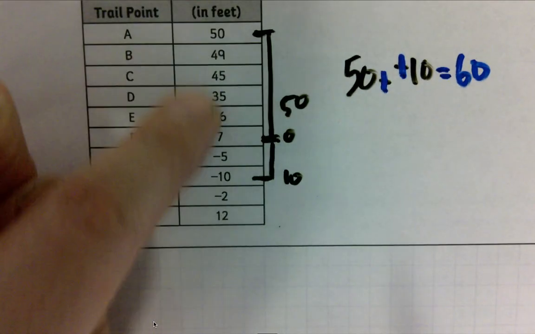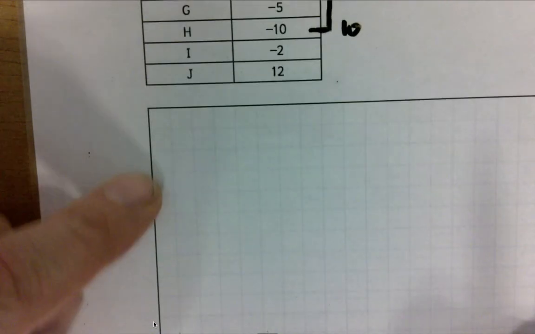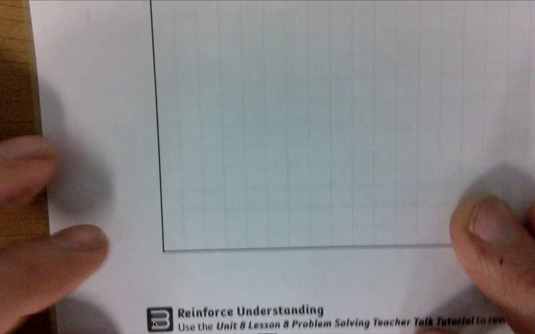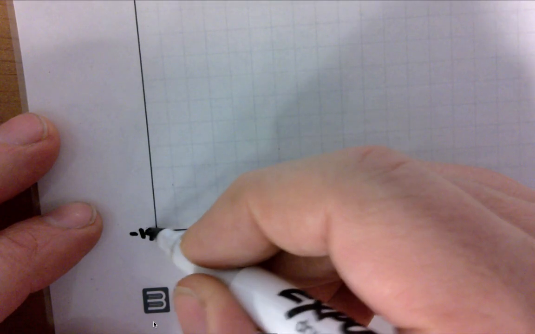Looking at these, a decent guess is that we'll be able to count by fives. Hopefully that's going to work. Since our lowest number is at -10, I'm going to go down 5 more than that. So down here in the bottom, put down a -15.